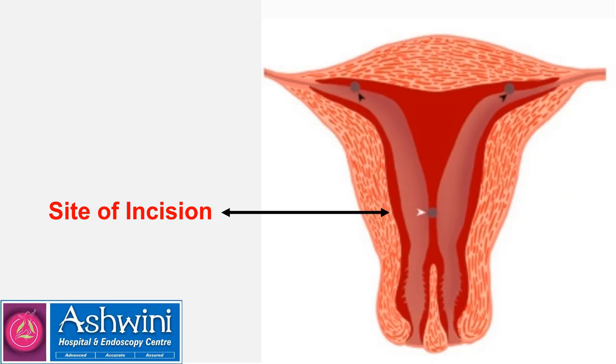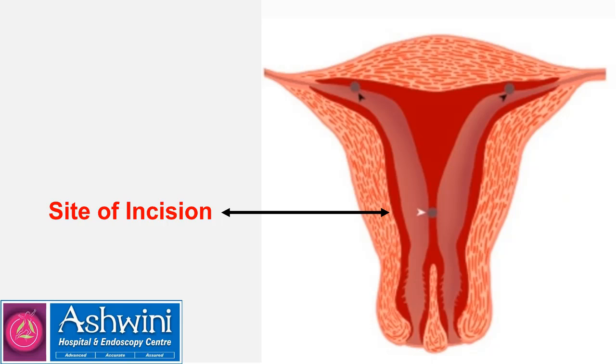But before that, you should do again a diagnostic hysteroscopy. Why? To know the site of incision. The site of incision is very important to mark before starting the surgery, so that's why a diagnostic hysteroscopy is done. I usually choose the right cavity as I am comfortable in the right cavity. It is not hard and fast that you should only go from the right cavity. You can go from the left cavity also. So I start by doing a diagnostic hysteroscopy to mark the site of incision.